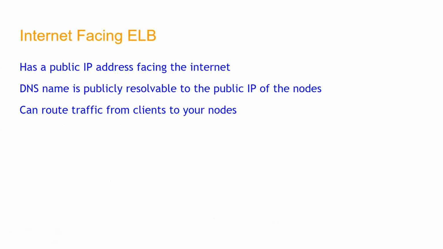Now ELB also is of two kinds. One is your internet facing, and another one is internal. Okay. So if your ELB is internet facing, I'll show you in the management console as well, that means you have a public IP address. Okay, DNS name is publicly resolvable to the public IP of the nodes, and it can route traffic from clients to your nodes.